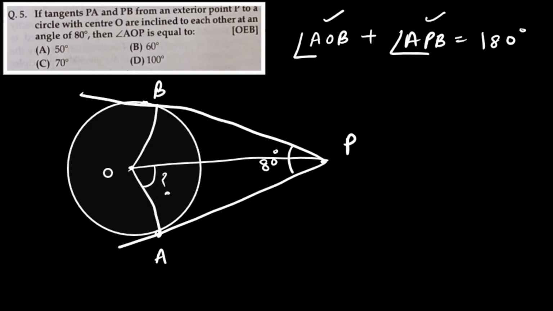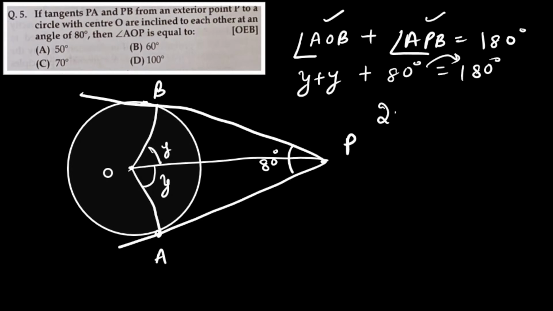So AOB, let us say I write this angle as y, this also will be y because both of these are equal in length. So AOB is y plus y, plus APB. APB is given to us as 80 degrees, full angle I am considering. So this is equal to 180 degrees. 80 I am shifting to the other side. So y plus y is 2y. 2y is equal to 180 minus 80, because plus 80 becomes minus 80 on the other side. So this is 100.